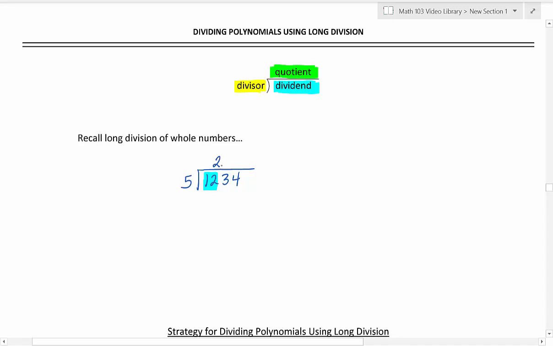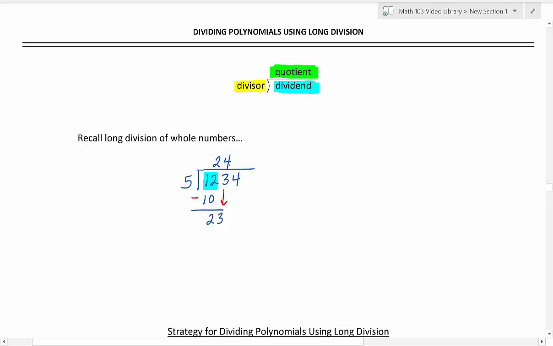Then we take that 2 and we multiply it by the 5. So we take the first part of the quotient, multiply it by the divisor, and we get 10. We put that below. Next, we subtract the 10. Subtracting 10, we get 2, and then we bring down the next number, which gives us 23. And we repeat the process. Now we take 5 into 23. It goes 4 times. That's the next part of our quotient.